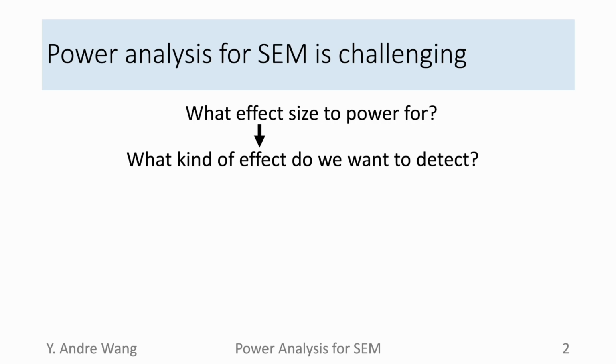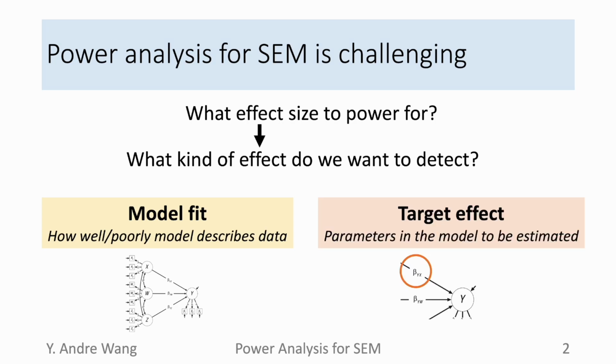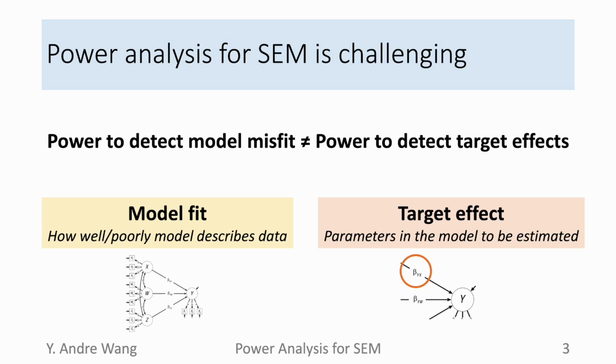When we conduct SEM, we typically care about both model fit, which reflects how well or poorly our model describes data, and target effects, which are particular parameters in our model that we are estimating, such as a regression coefficient between two latent variables. And here's the thing. These two kinds of effects reflect separate power considerations. You might be well powered to detect a certain level of model misfit, but not powered enough to detect target effects, or vice versa. One does not imply the other.